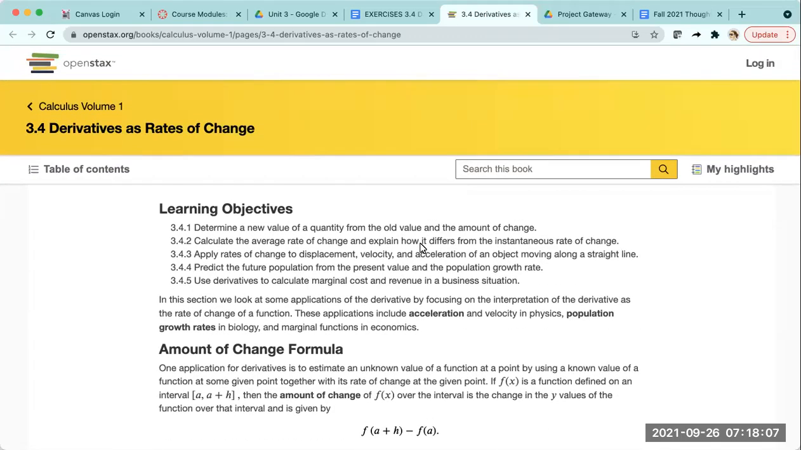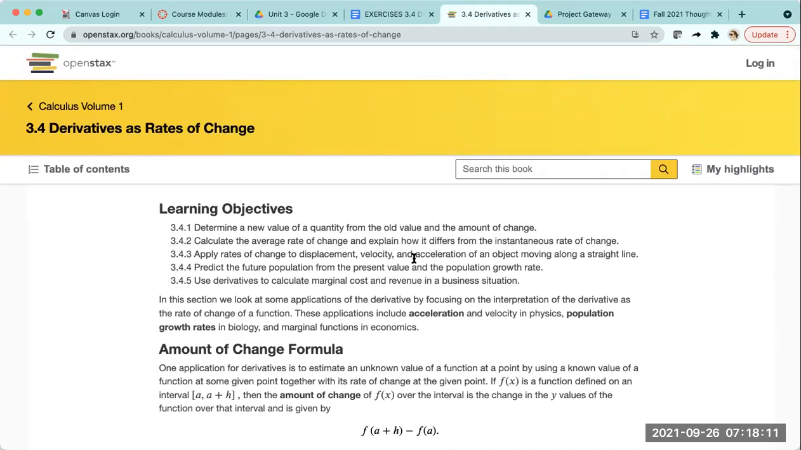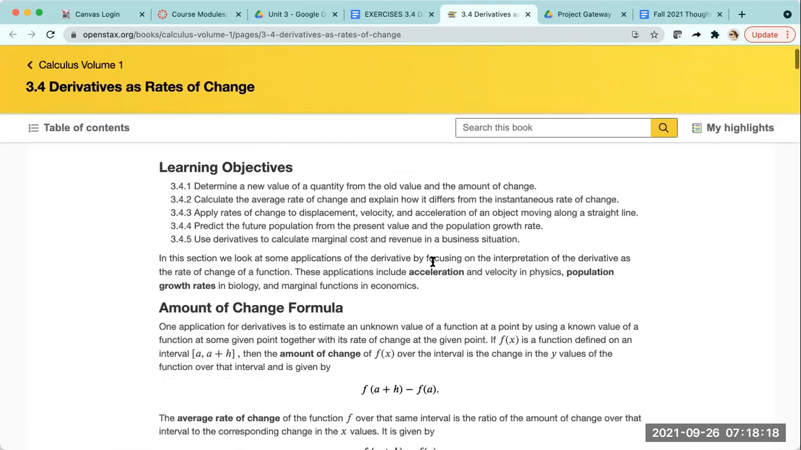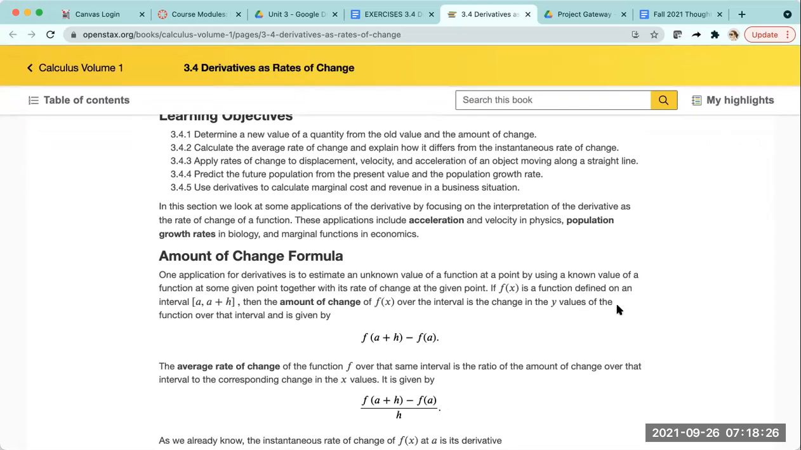Let's take a look at lesson 3.4, do a quick review for that. We moved from lesson 3.3, which was using derivative formulas to calculate the derivative, back to reminding you in 3.4 that a derivative is a rate of change. It really is measuring, one of the key ideas of a derivative is to measure how fast something is increasing or decreasing, right?